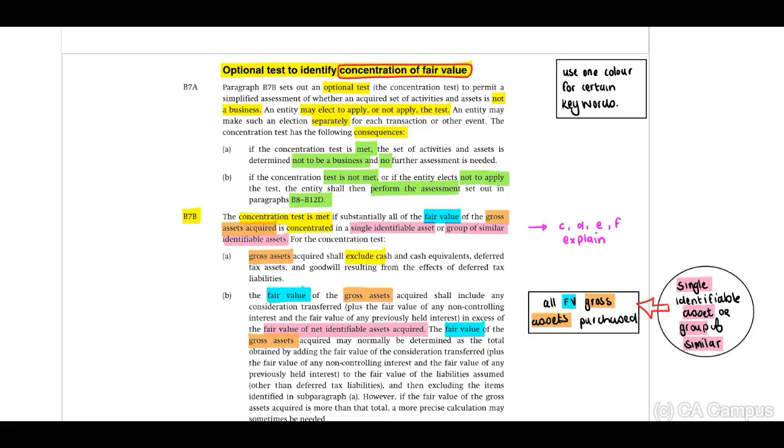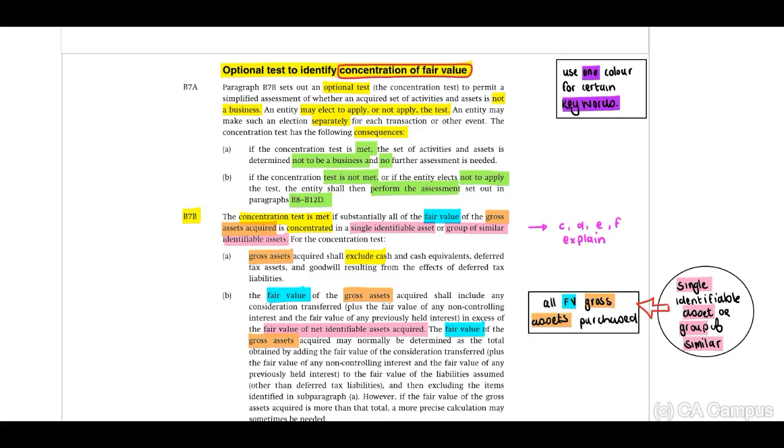Right, before we look at this, just a reminder, guys, make use of one color for certain keywords. You will identify that this is what I've done. It will help you when you open your textbook to identify the important principles that you need to apply in your theory questions.